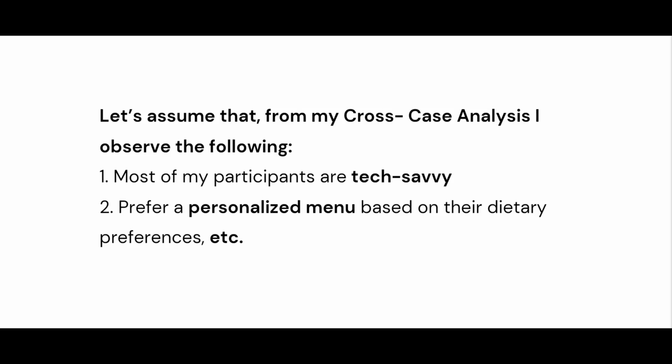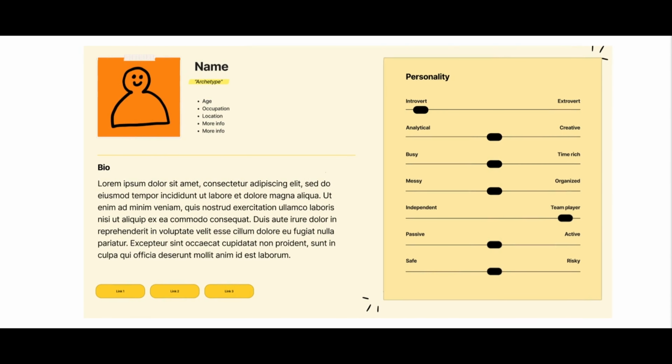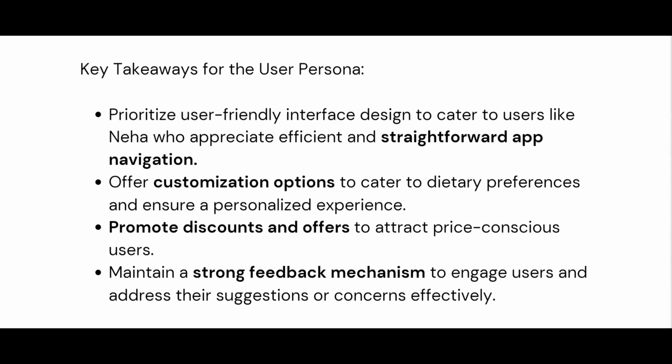Now, let's assume that from my cross case analysis, I observed the following: that my participants are all, or most of them, tech savvy and they prefer a personalized menu navigation based on their dietary needs, etc. Then I go ahead and create my user persona. Once we do this, we can make a list of some key takeaways from the user persona that we created. Here are my key takeaways for the menu navigation process only.